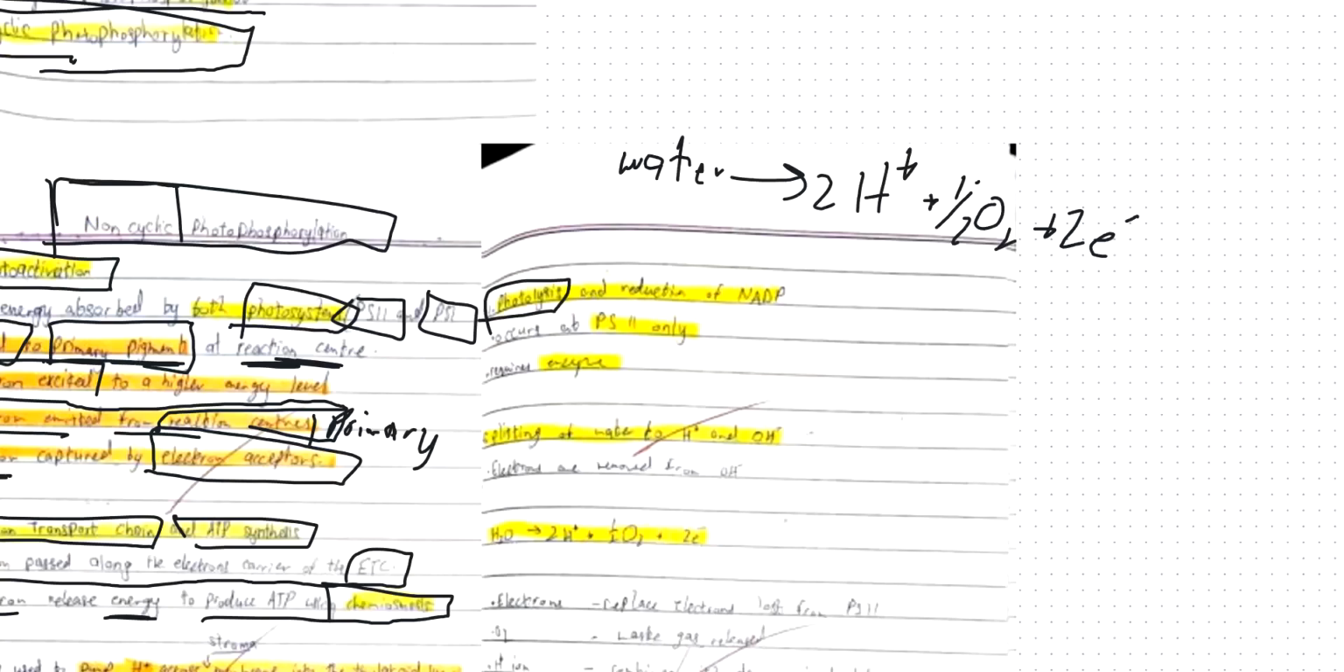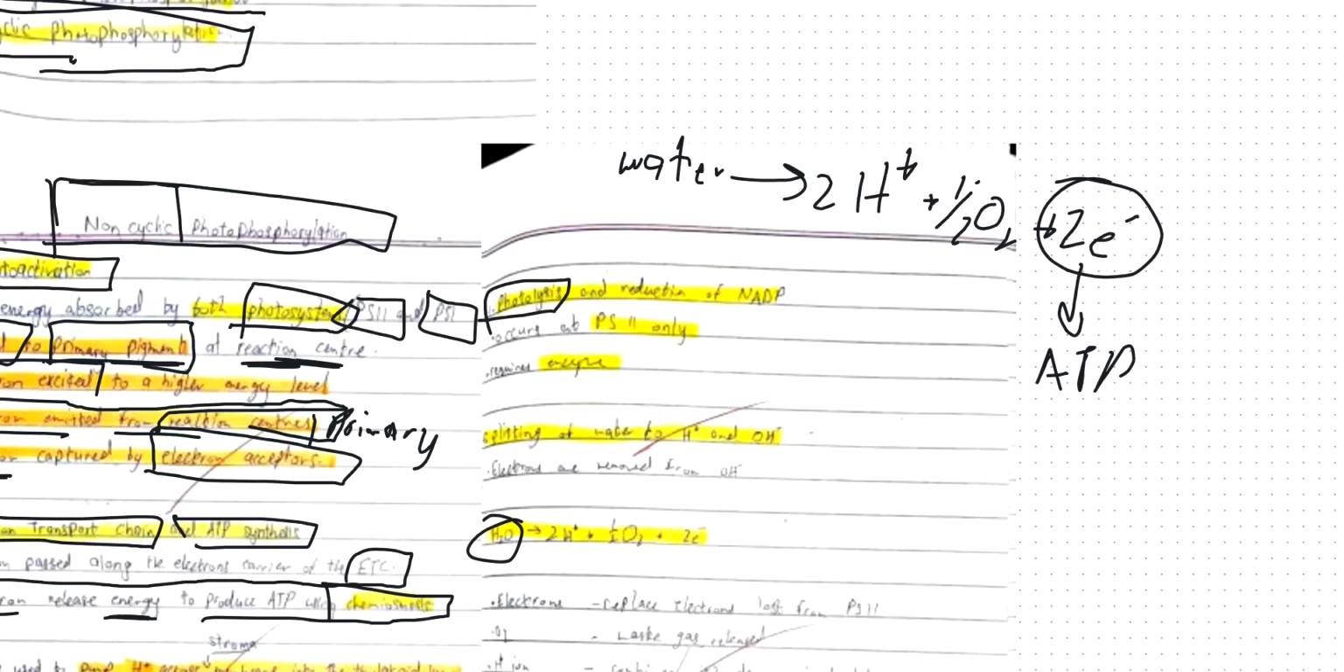There is also photolysis of water. Photolysis is basically when water splits into two protons plus half oxygen plus two electrons. Why does photolysis happen? This is because you want to remove electrons from the water so that these electrons can be used for making ATP. So basically, water is used because you want to get more electrons for synthesizing ATP.